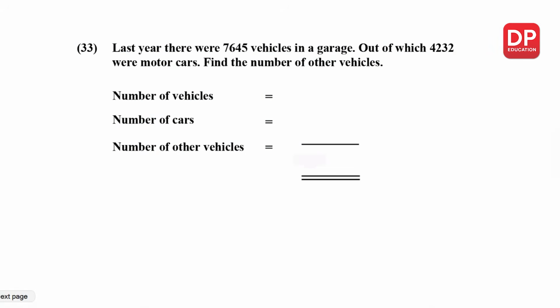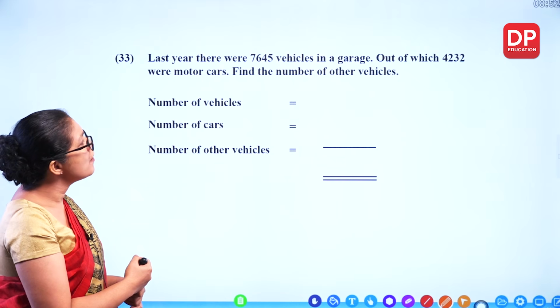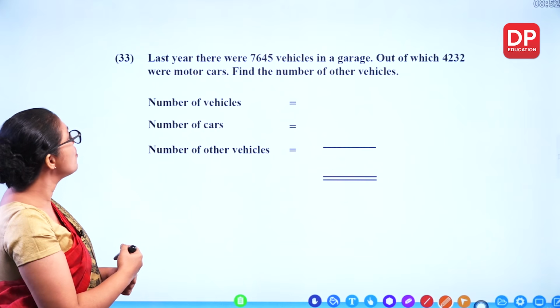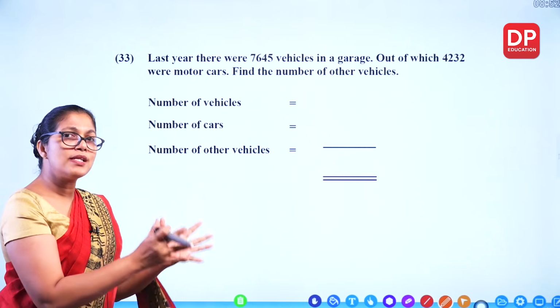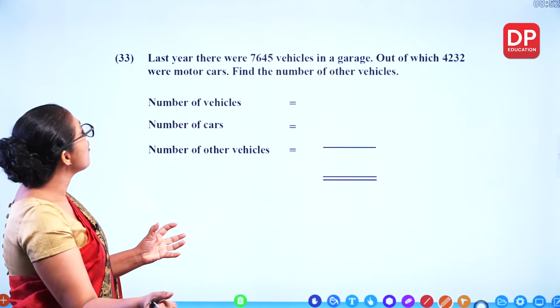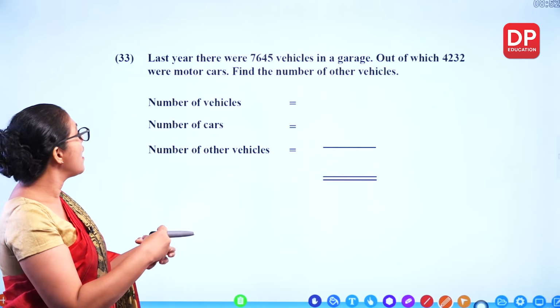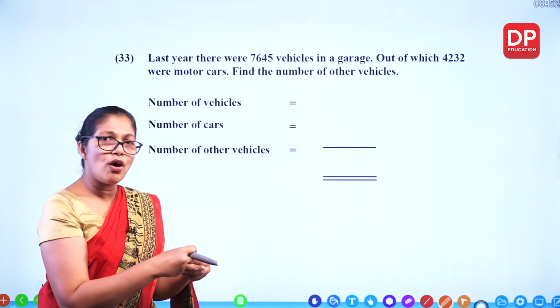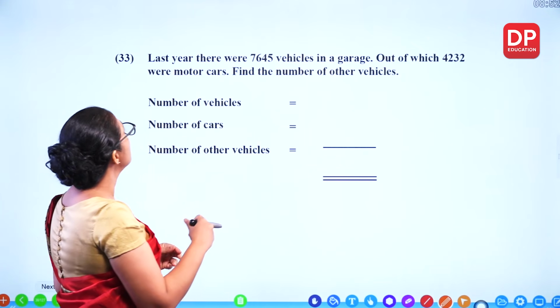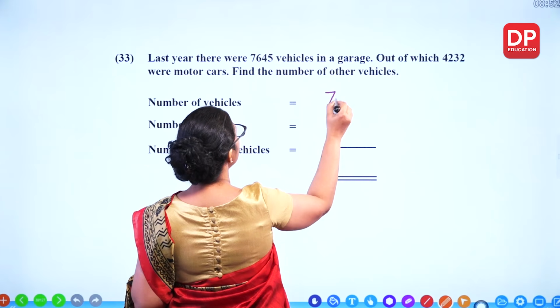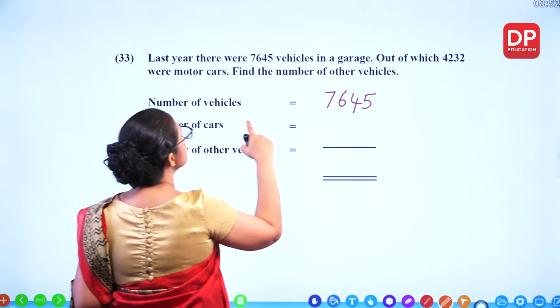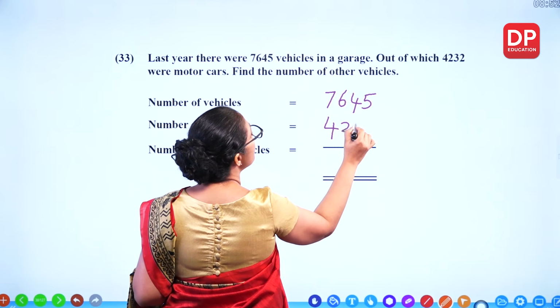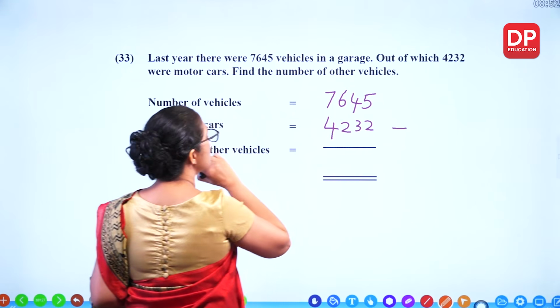Last year, there were 7,645 vehicles in a garage, out of which 4,232 were motor cars. Find the number of other vehicles. Again here, total number is there and number of motor cars there. So you are asked to find other vehicles. So here also you have to subtract: number of vehicles 7,645 and number of cars, that's 4,232. Now subtract these two.